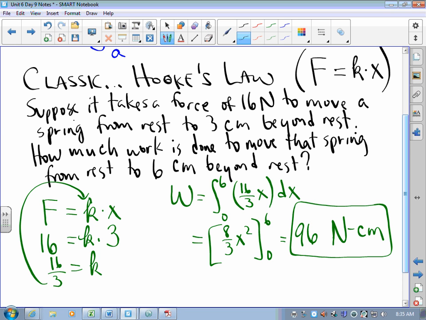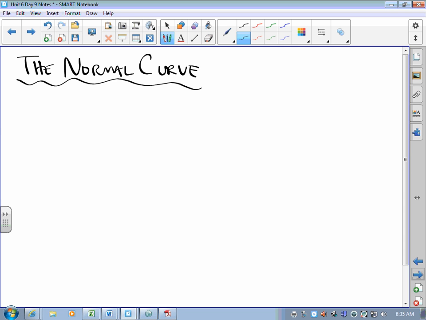Okay. What do I really want you to know about Hooke's law? The College Board would have to spell out all of this for you. If they wanted to create a Hooke's law example, they would have to spell out for you exactly what Hooke's law is, and you would have to come up with the integral, et cetera. I want you to see that the work integral is just the same process we've been doing all along. Okay, so, one more application, the normal curve.